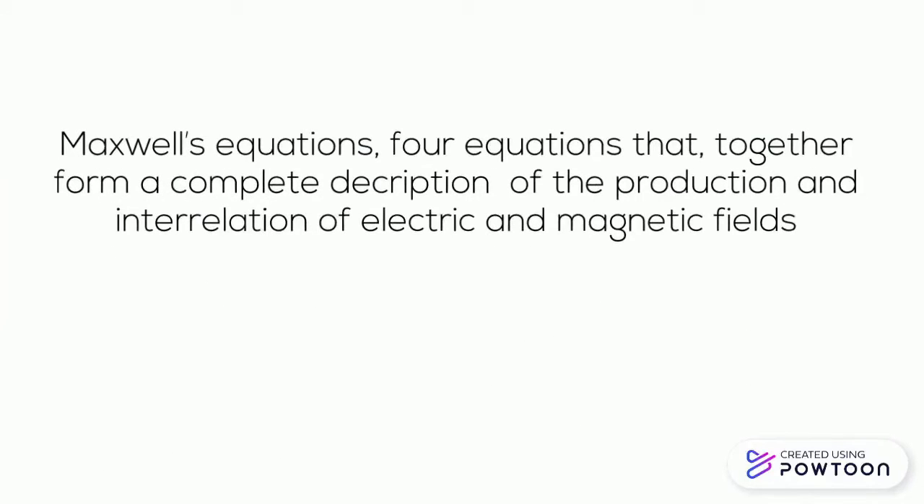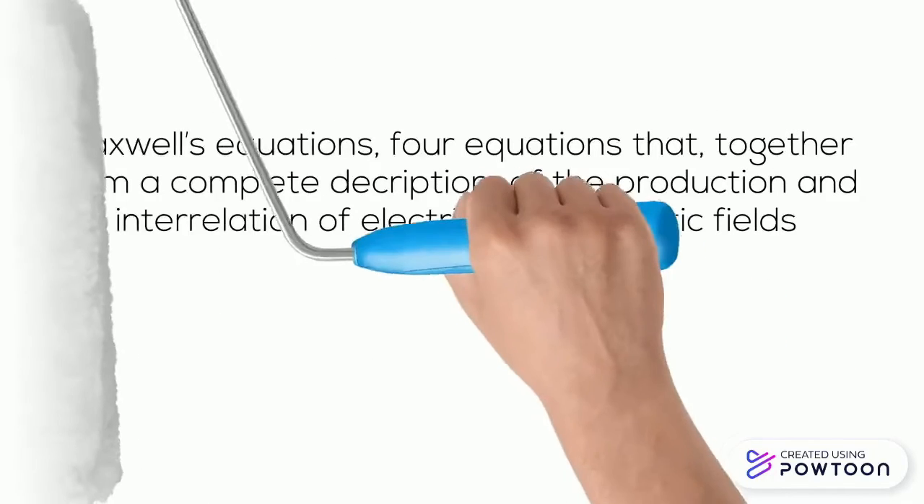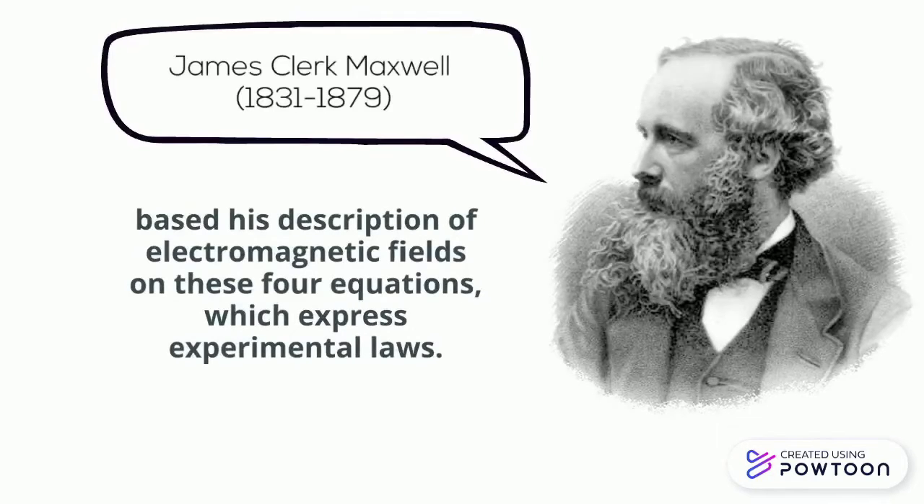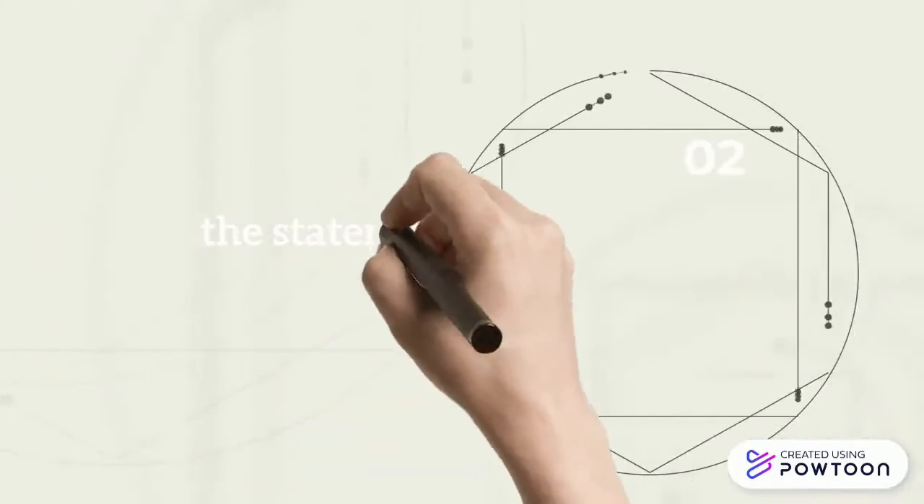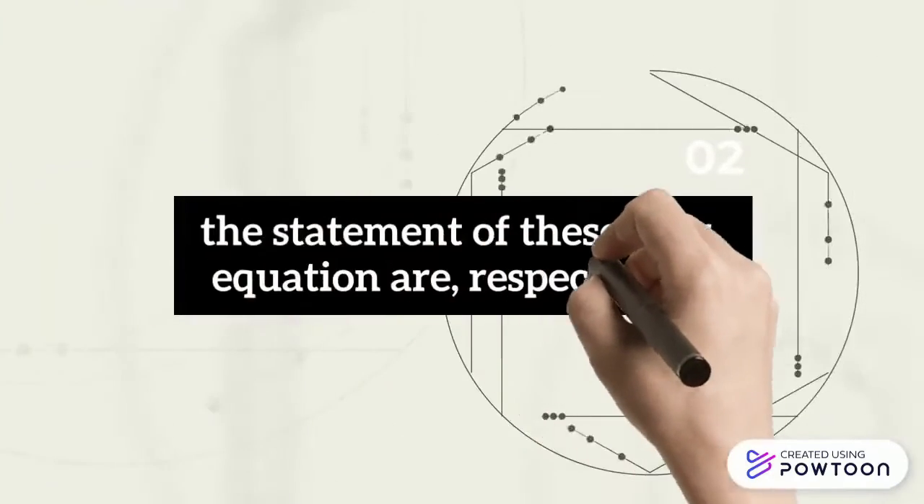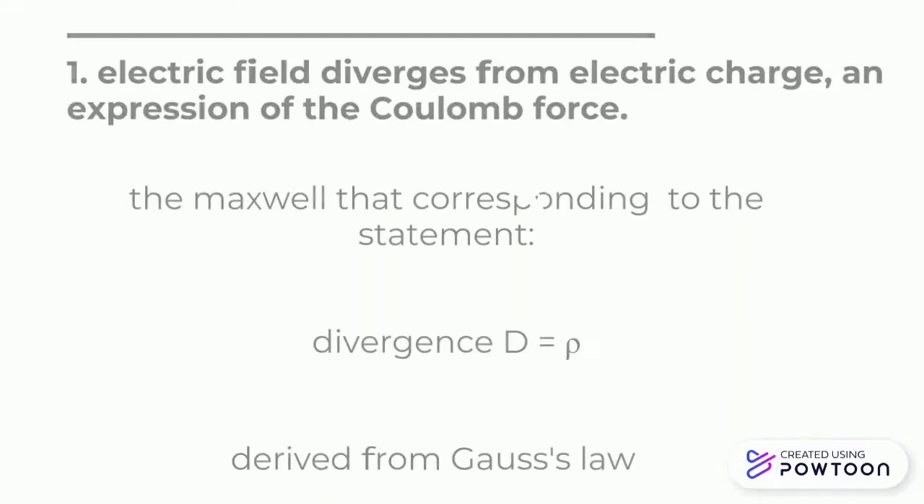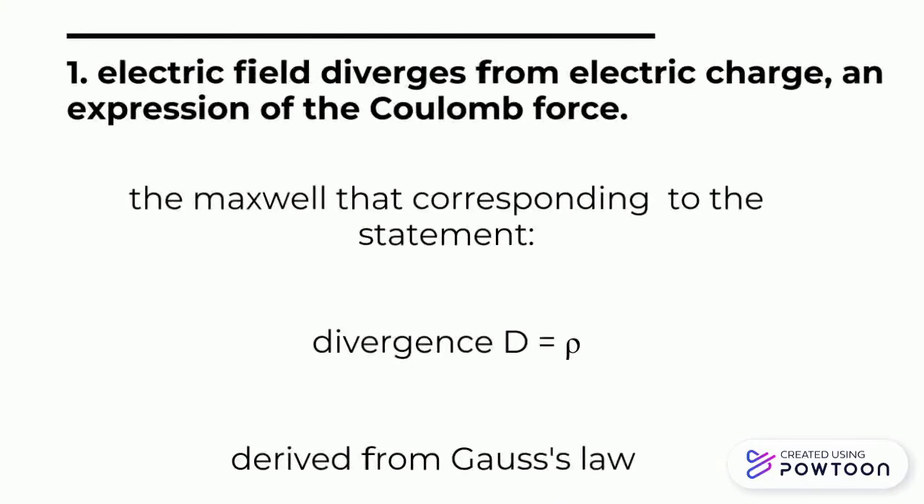Maxwell equations: four equations that together form a complete description of the production and the interrelation of electric and magnetic fields. These Maxwell equations were introduced by James Clerk Maxwell with his description of electromagnetic fields in these four equations, which express experimental laws. The statements of these four equations are respectively: Number 1. Electric field diverges from the electric charge, an expression of the Coulomb force. The Maxwell equation corresponds to the statement divergence D equals rho.